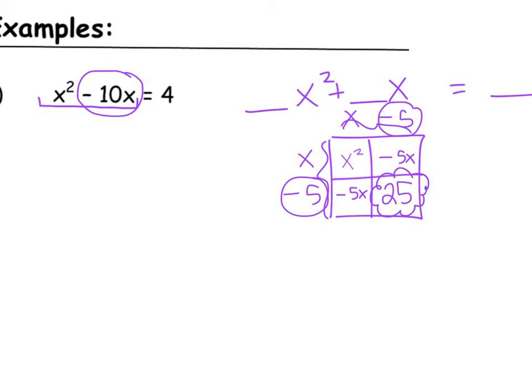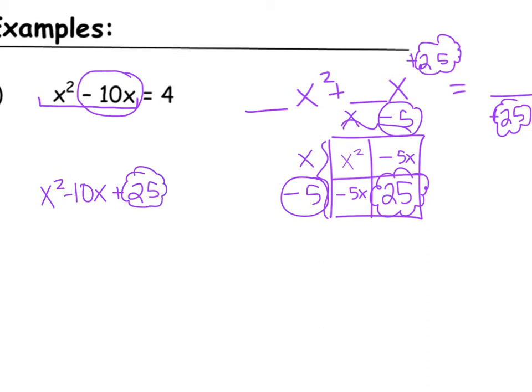So now that I know 25 is that magic completing the square number, I'm going to add that number to both sides. I'm going to add the 25 to the left to complete the square, and then to balance the equation, I'm also going to add it on the right. So my equation now looks like this. X squared minus 10x plus that 25 complete the square value equals 4 plus 25 to balance the equation.